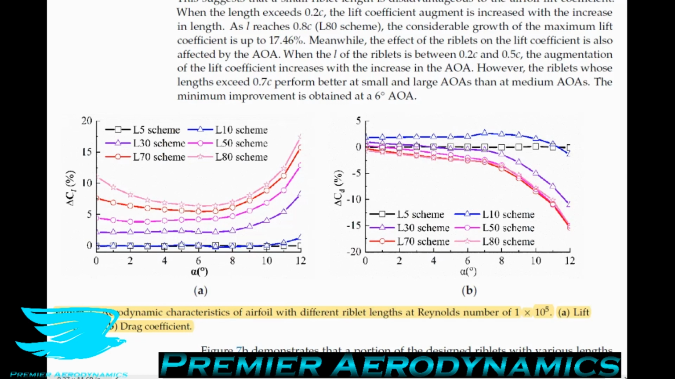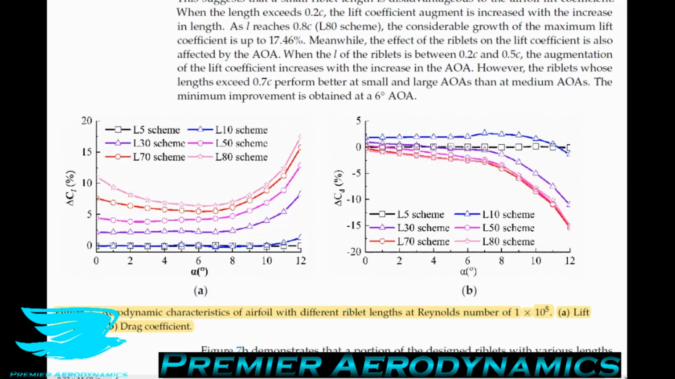However, when the riblets exceed 70% of the chord, the performance of these riblets at smaller and larger angles of attack is better than at medium angles of attack. In this graph, you can also see that with the L70 and L80 schemes, where you have 70 and 80% of the chord covered, at low angles of attack, so 0 degrees and 2 degrees, you get between 7.5% and 12% increases in the lift coefficient. When you get to 6 degrees, that drops down below 7%. Then when you go back up to 10 degrees, the lift coefficient increase goes up again, to almost 18%, as I mentioned.